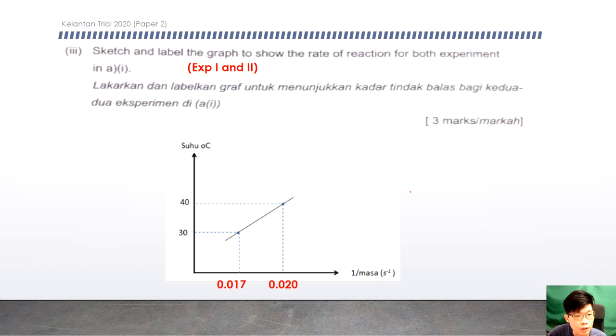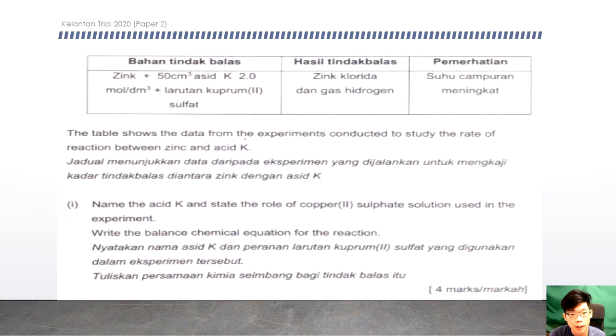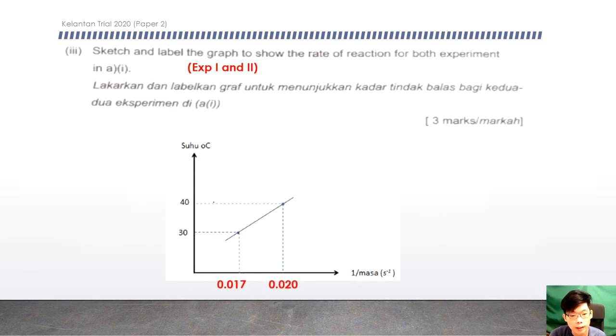Okay, now sketch and label the graph to show the rate of reaction for both experiments in A1. Okay, it should be B1. So it is comparing experiment 1 and 2. So here, actually you can get the information. Okay, so here the graph of temperature against 1/time, the rate of reaction. This one actually is the rate of reaction.